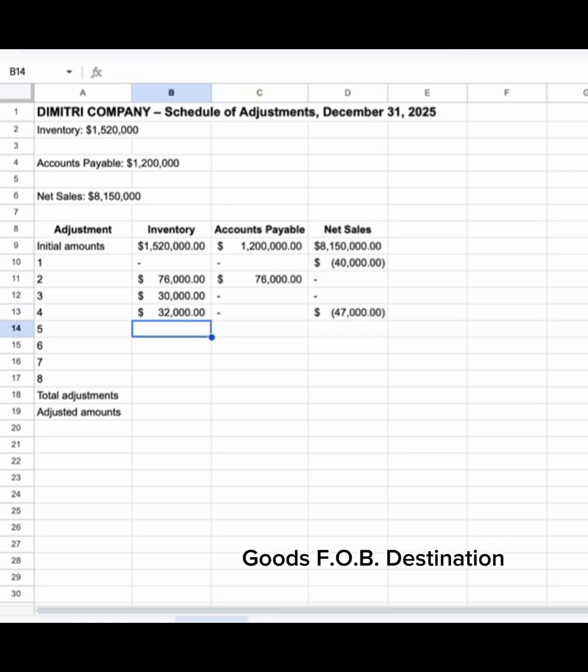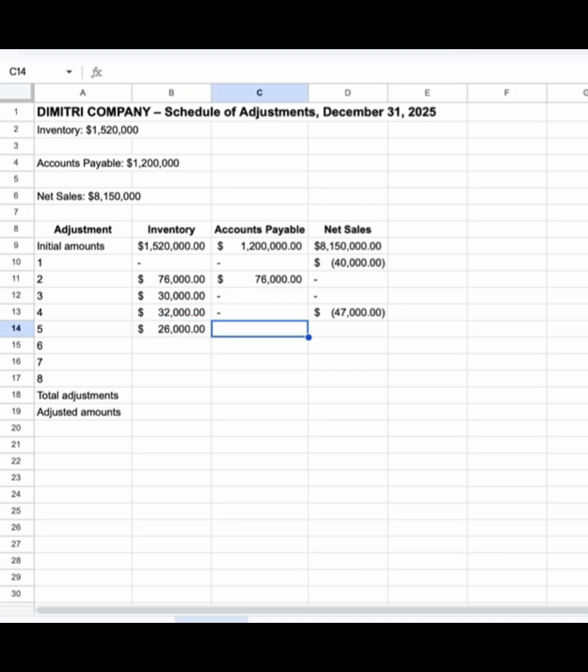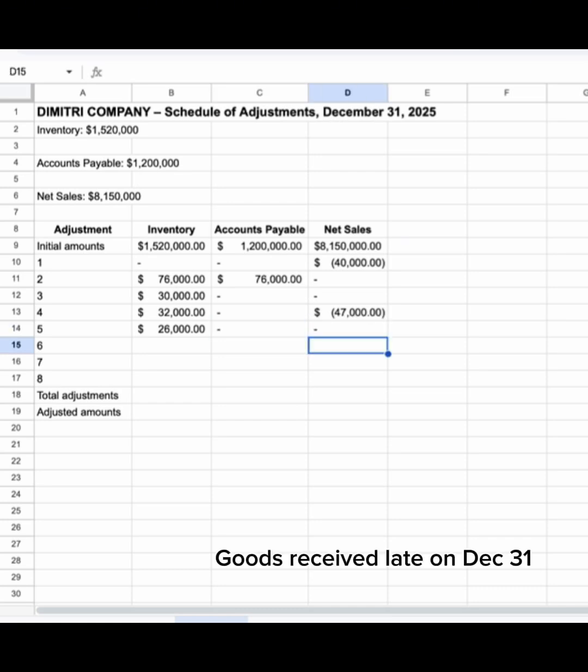Adjustment 5. Tools costing $26,000 were shipped to a customer FOB destination on December 26. Under FOB destination, title passes when the buyer receives the goods. Since the customer got them only in January, Dimitri still owned them at year-end. So we add $26,000 to inventory, but no change to sales because the sale was recognized in 2026.